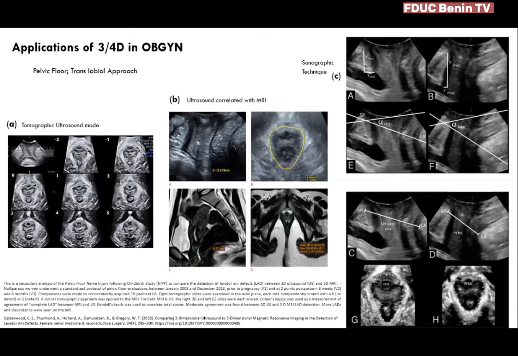In this image, this author tries to make a comparison between ultrasound acquisition and MRI acquisition. And they found that there was moderate agreement between 3D ultrasound and MRI in left levator ani defects in these nulliparous patients.